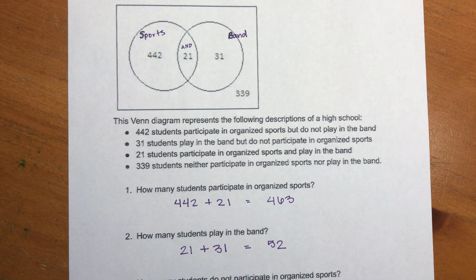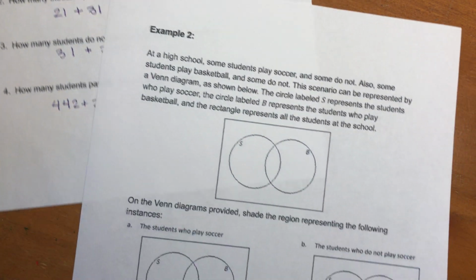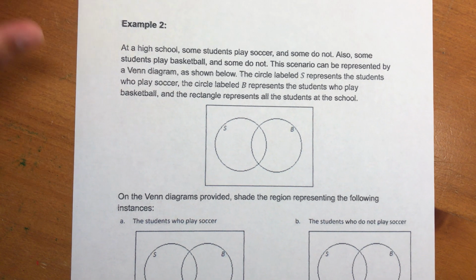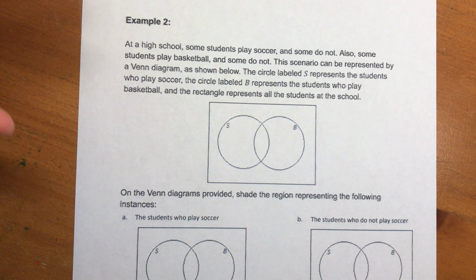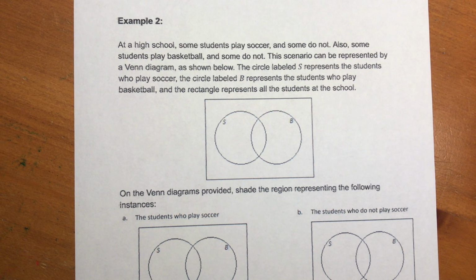But let's go into the shading part because that's a little bit more tricky. Okay? So we're going to use a different example now. It's still S and B, but now it's going to be soccer and basketball. So at a high school, some students play soccer and some do not. Also, some students play basketball and some do not. This scenario can be represented by a Venn diagram, as shown below.